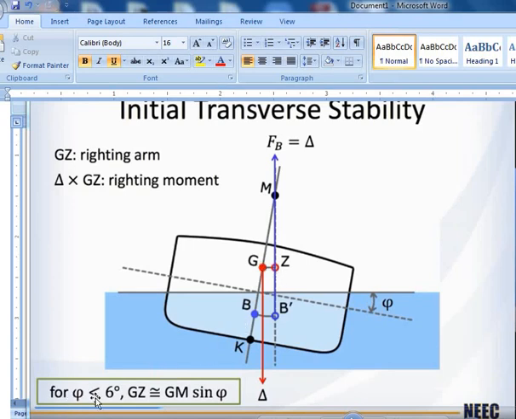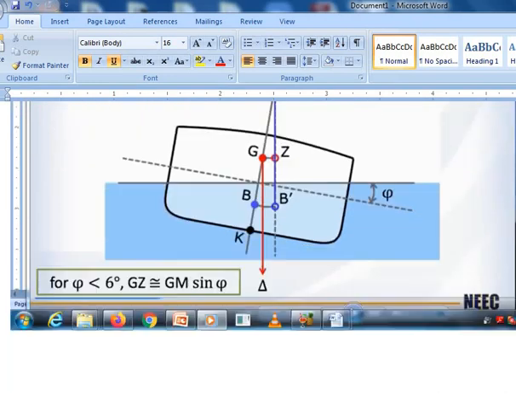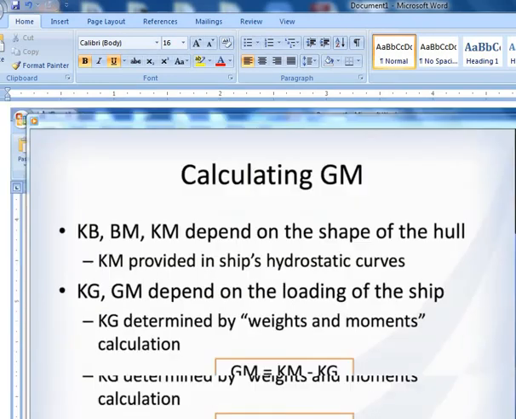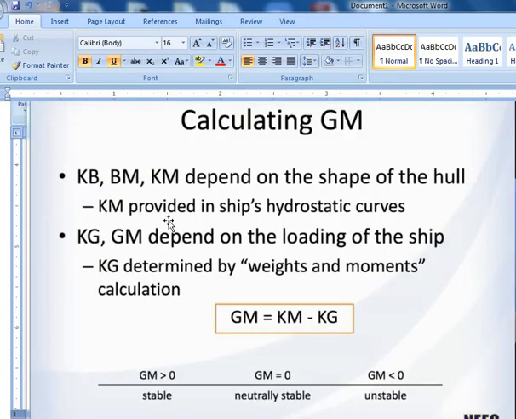When you consider, for example, a small angle of, let's say, 6 degrees, if you want to calculate the GZ to know whether your ship is stable or unstable, the GZ will be GM sine the angle. So the GM and the GZ go hand in hand together, and that is what I want you to understand. Let's get to the calculation aspect.